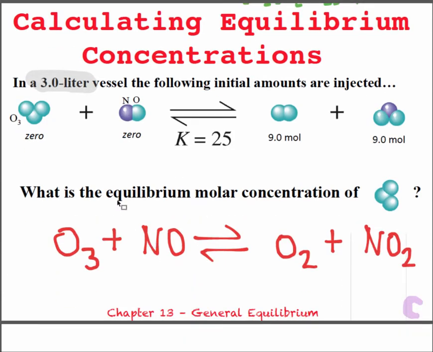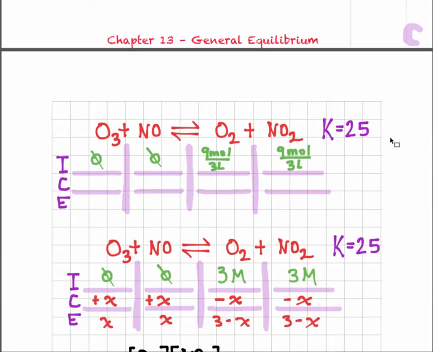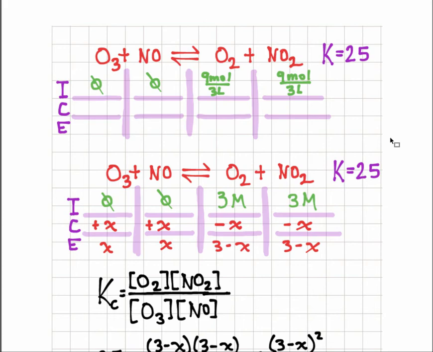New equilibrium expression: ozone O3 plus nitrogen monoxide in equilibrium with O2 and NO2. Oh, there it is. Ozone plus NO. Alright, so what am I told? In a 3-liter vessel, the following initial amounts are injected. So 9 moles per 3 liters, that's 3 molar, and 9 moles per 3 liters, that gives 3 molar as well. I think I need an ICE table.